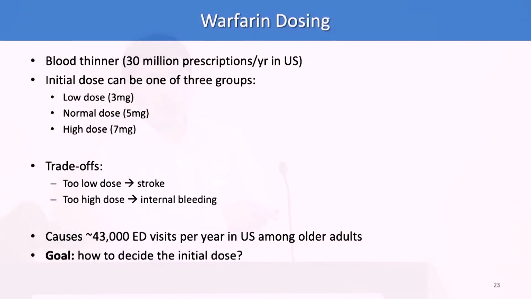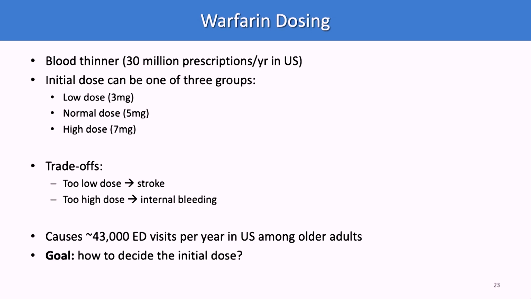The example we applied this to is warfarin dosing. Warfarin is a blood thinner, very prevalent, and there are 3 decisions. So here it's not an A/B test, it's an A-B-C test. I have 3 decisions for every patient: put them on low dose, medium dose, or high dose. And this decision is really personalized. For some patients, high dose is better. For some patients, low dose is better. It's not the case that everybody gets the same dose. And there are these trade-offs. So the goal is how to decide the initial dose.